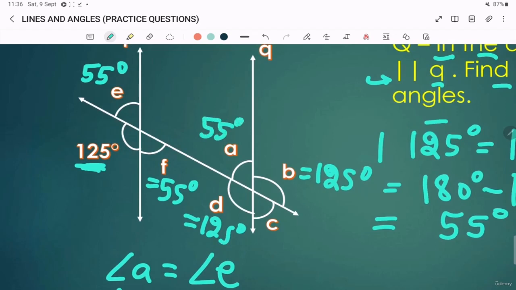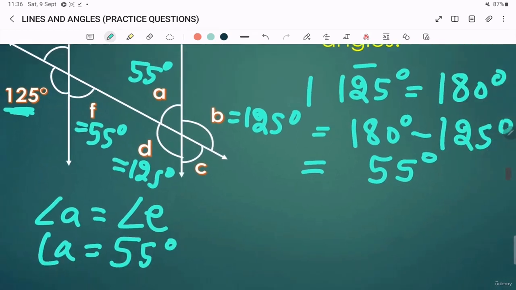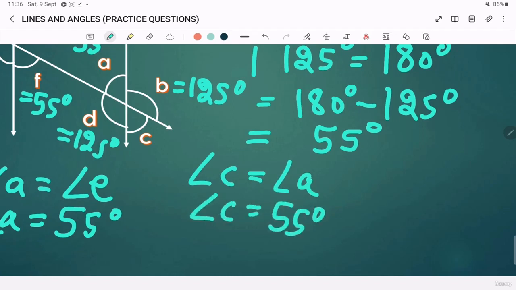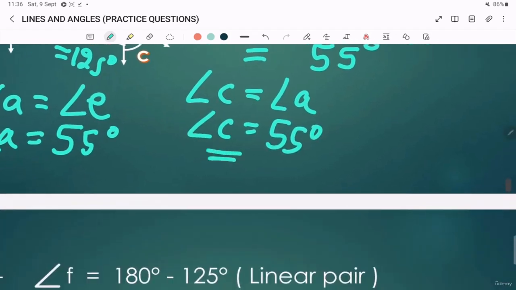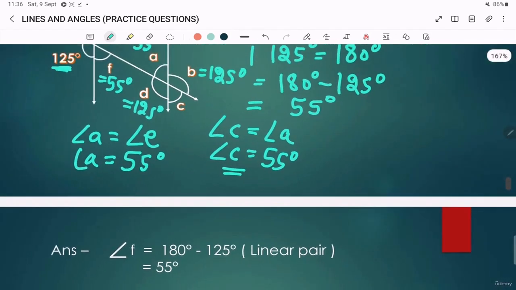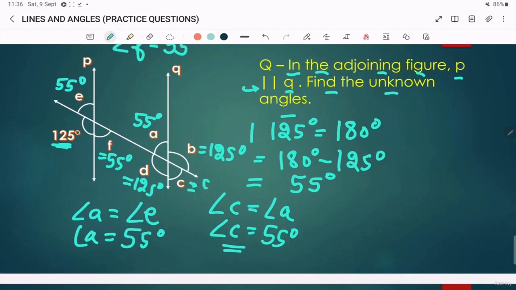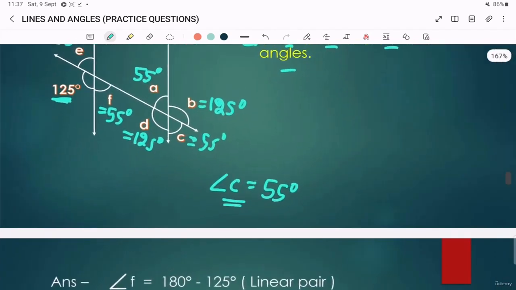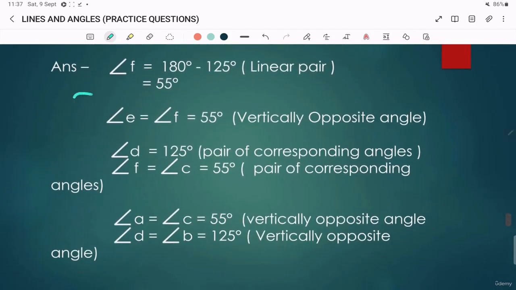This is also 55 degrees. Now angle A and angle C are vertically opposite angles. They both will be equal. Angle C is equal to angle A because they are vertically opposite angles. Angle A is 55 degrees. Therefore, angle C will also be 55 degrees. So these are answers. Angle C is also 55 degrees.